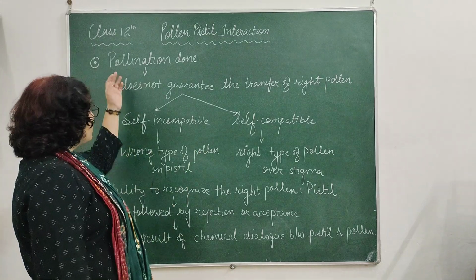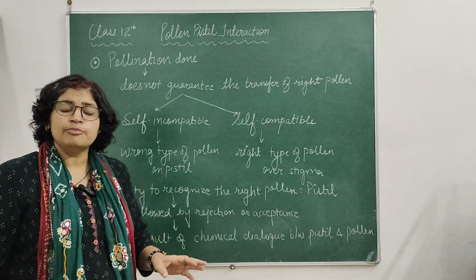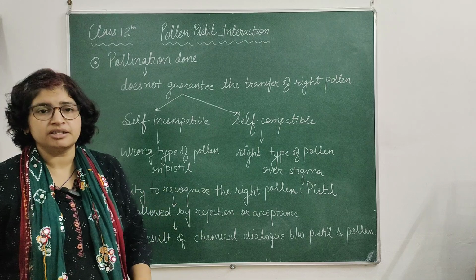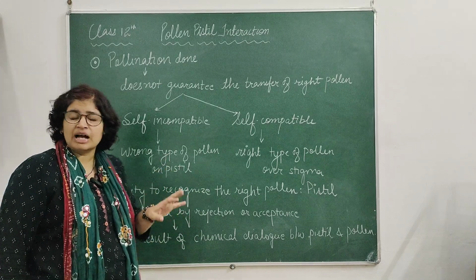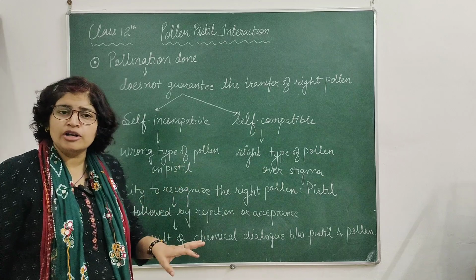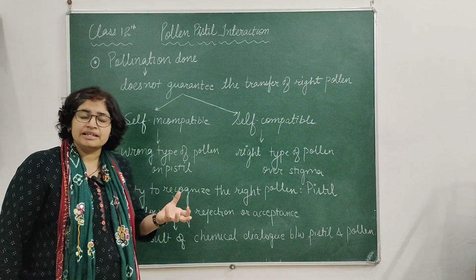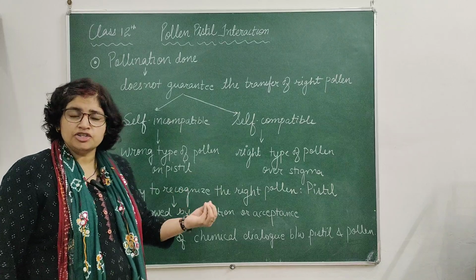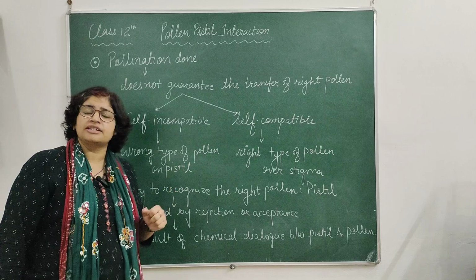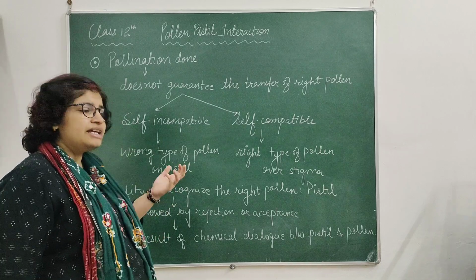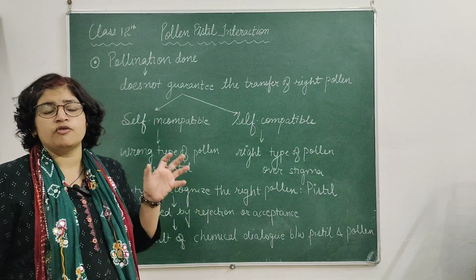Once the pollination is done, it does not guarantee that the right type of pollen has arrived on the pistil. It will be identified only by the pistil because it has the ability. Once the right type of pollen arrives over the stigma, that particular pistil releases certain chemicals which will stimulate the germination of pollen grains present over the stigma. If no chemical is released, that means the wrong type of pollen has arrived over the stigma.